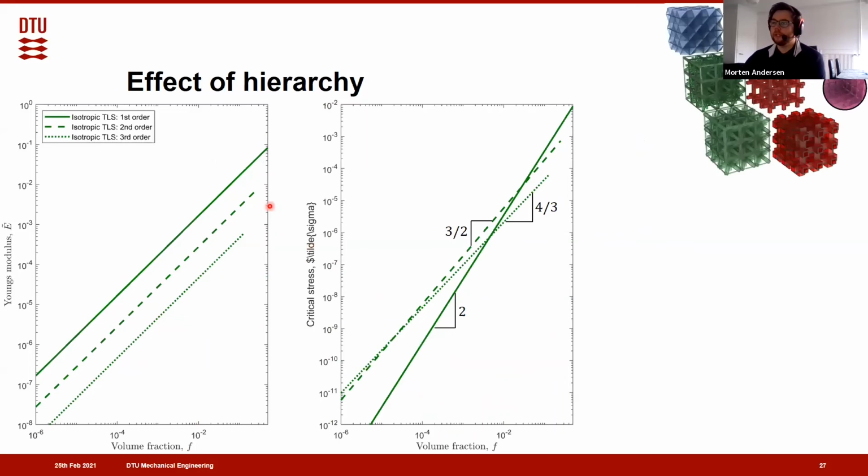So if we take a look at it graphically, we can see here for the isotropic truss lattice, we have the first order, the second order, third order, where we lose stiffness each time we go up in order of magnitude of hierarchy. However, for the buckling strength, we have the solid one here, which has an exponent of 2. But if we go to a second order hierarchical lattice, we actually see at some point we start to get better performance of the lattice structure. And then if you go to third, we get even better at some point. After some point, some limiting volume fraction, you would get better performance.